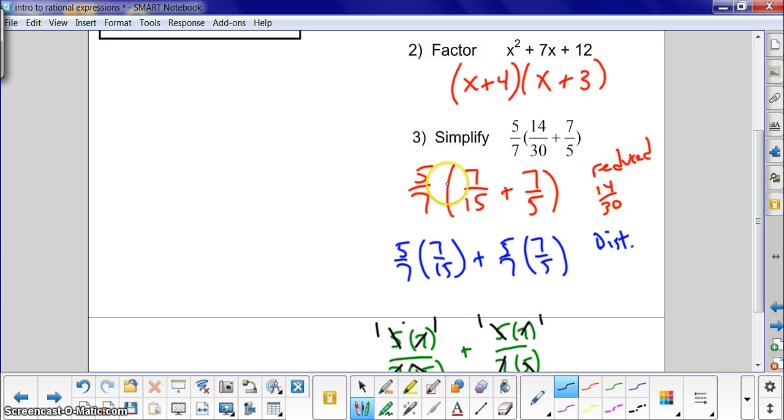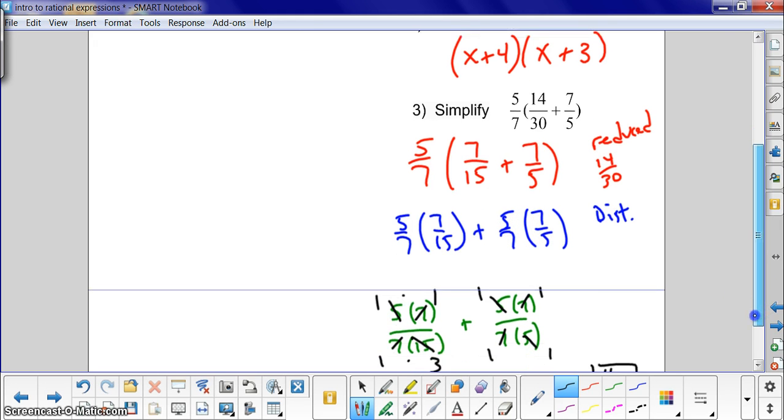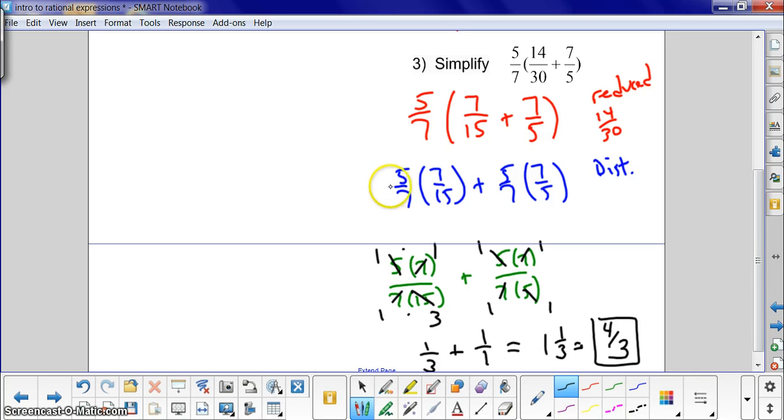Now I have 5/7 times this quantity, and instead of adding these together by getting like terms, I just decided to go ahead and distribute the 5/7. So this blue line here is distributing the 5/7. And now when you multiply fractions, it's really the easiest thing to do with fractions. You multiply across the top and you multiply across the bottom. So 5 times 7 over 7 times 15. And then I did the same thing over here. I ended with 5 times 7 over 7 times 5.